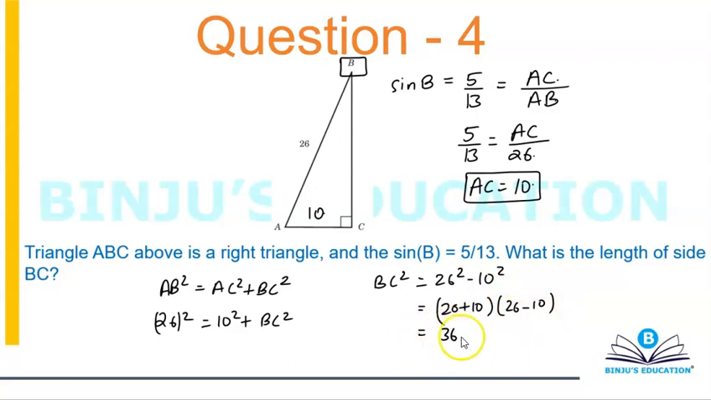So this is like 36 into 16 and this is equal to BC square. So BC is equal to 36 into 16 to the power half. So you can take square root of both 36 and 16. So square root of 36 is 6, square root of 16 is 4. So BC is like 6 into 4, which is equal to 24. And that's your answer.